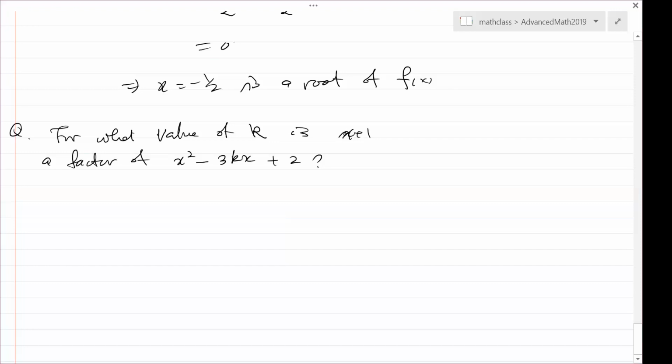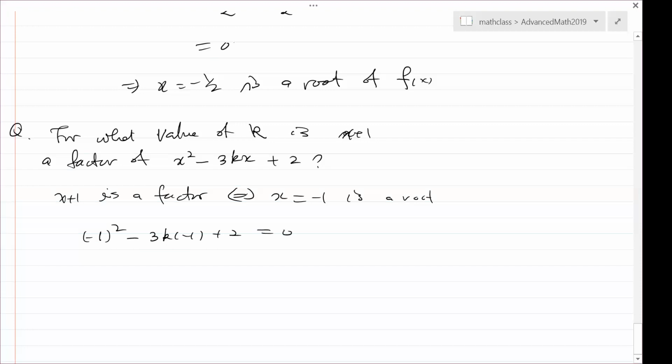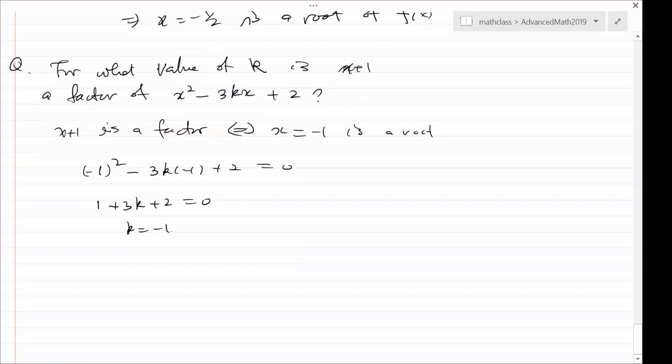To determine what value it is going to be, I think the easiest way for this problem is to use the last method I showed you. So x plus 1 is a factor if and only if x equals -1 is a root. Okay, so use the root, then you just need to say -1 squared minus 3k times -1 plus 2 should be 0, right? Plug -1 for x into the formula. So it's 1 plus 3k plus 2 is 0. So k is going to be -1. Okay. Well, this is not a unique way to do.